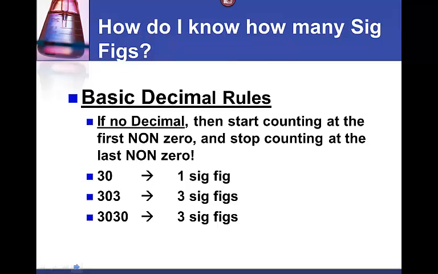Basic decimal rules: if there is no decimal, then you start counting at the first non-zero and you stop counting at the last non-zero. So 30 has 1 sig fig. Right here, 1 sig fig. 303, 3 sig figs. 3030 has 3 sig figs, because this could be anywhere from, say, 3025 to 3034.